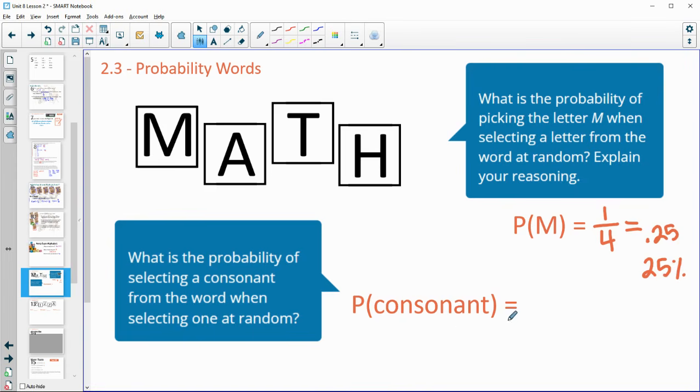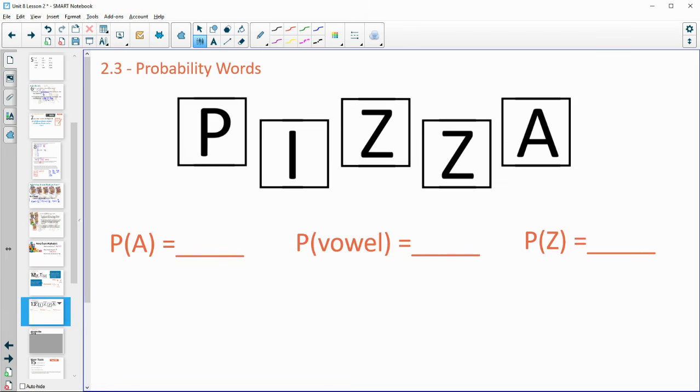How about the probability of a consonant? Okay, so A is a vowel, so that one doesn't count. So there are 3 consonants up there out of the 4 letters. So the chance that the letter we chose is a consonant is 3 in 4, which as a decimal is 0.75 or 75%. So go ahead and try this one, finding the 3 probabilities listed there. Pause the video and come back.